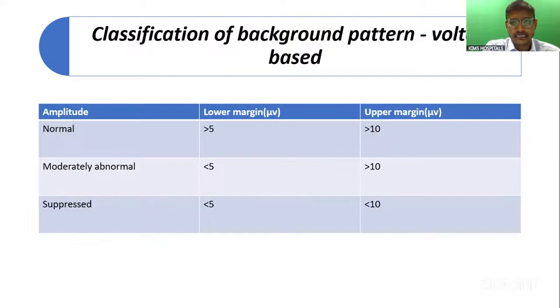The background pattern is a voltage-based classification. It can be normal, moderately abnormal, or suppressed. If the lower margin is more than 5 and the upper margin is more than 10 and not more than 25, it is considered normal. It is abnormal if the lower margin is less than 5 microvolts and the upper margin is more than 10. Suppressed background pattern is when the lower margin is less than 5 and the upper margin is less than 10. So this is the voltage-based background pattern classification.